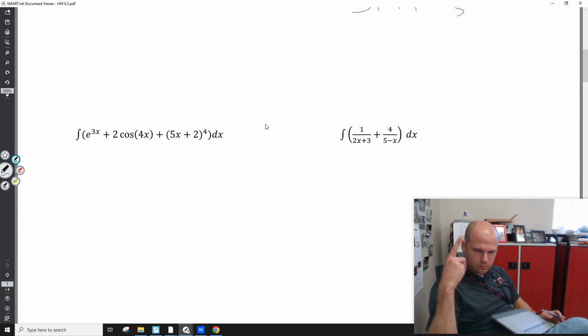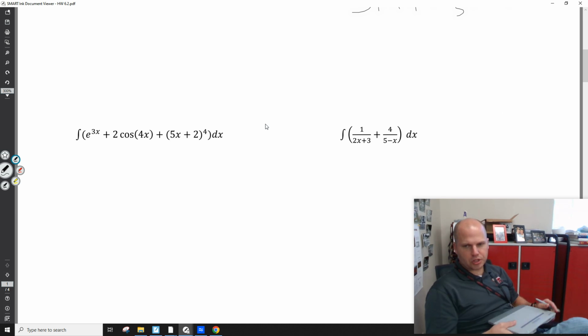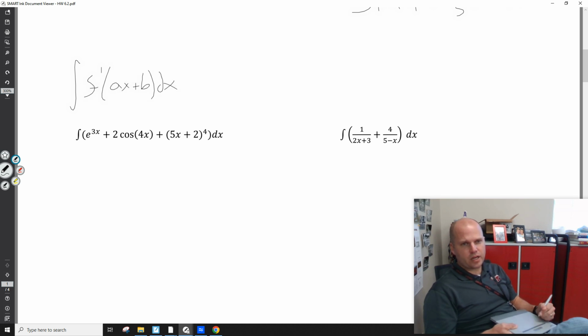Now, that was 1 and 2. Here's the third thing that you learned. What if we have what is a simple composition? For example, I'm taking the antiderivative of f prime of ax plus b. Now, I try to catch you guys off on things. It's got to be ax plus b.